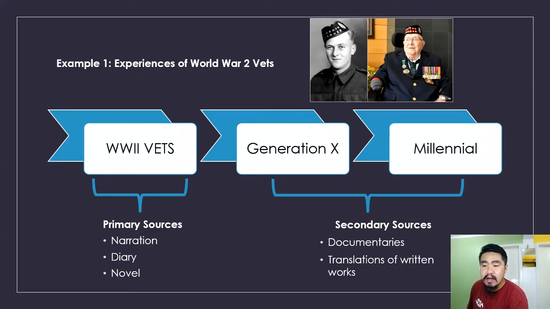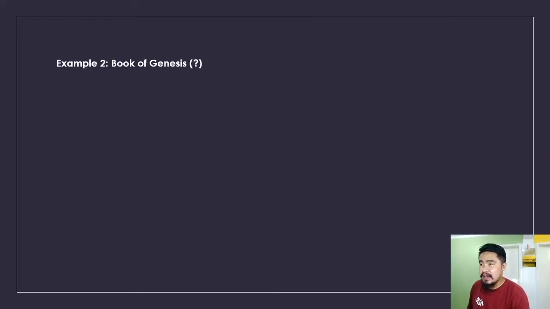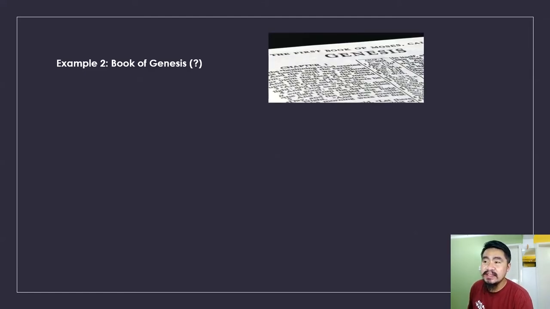And they could now create documentaries, or example of secondary sources would now be documentaries or translation of written text. So hindi na siya legit. So ano na siya, nagalaw na for instance. Okay, now to further understand more about primary and secondary sources, we look into one book in the Bible, which is the book of Genesis.